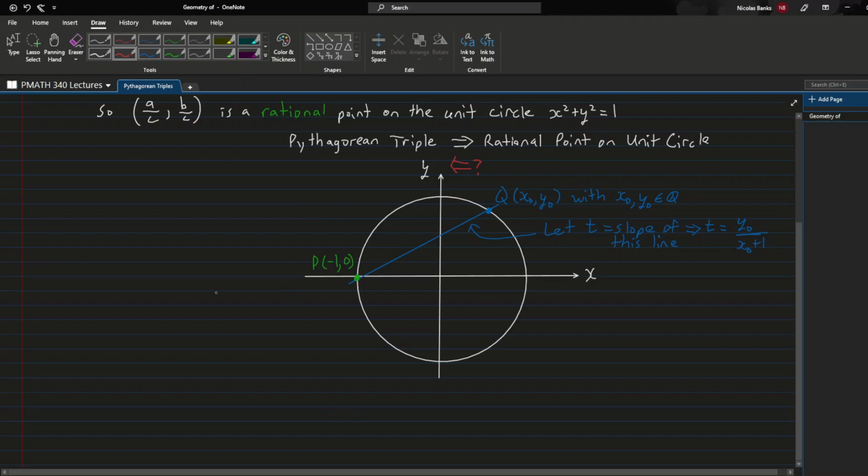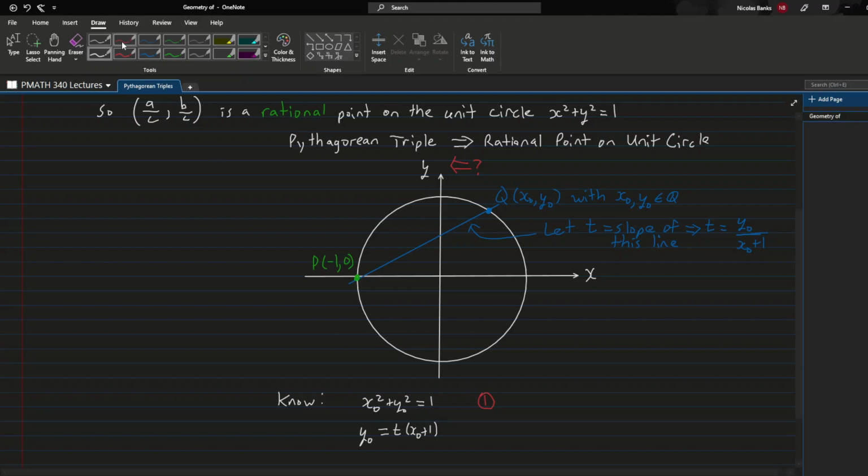Okay, so let's do it. What do we know? We have 2 equations that those points x0 and y0 satisfy. We know that x0 squared plus y0 squared equals 1. Let's call that equation 1, and that's because those coordinates are on the unit circle. We assumed point Q is a point on the circle. We can also rearrange that equation for the slope to get a somewhat nicer expression: y0 equals t times (x0 plus 1). It's equation 2.